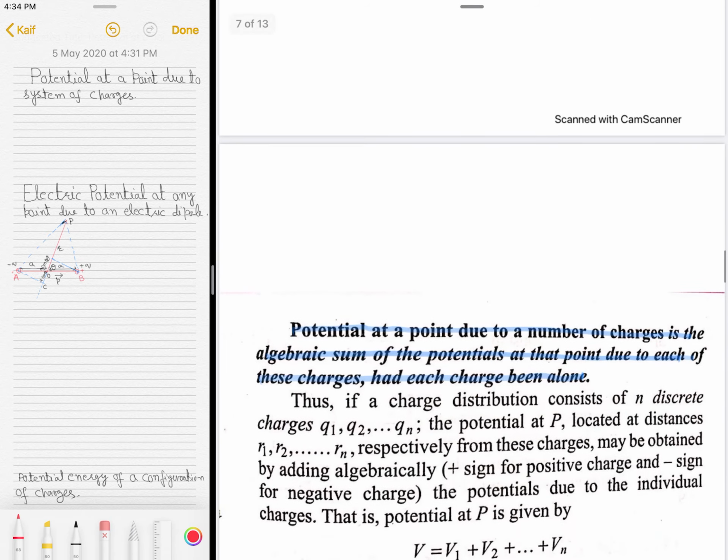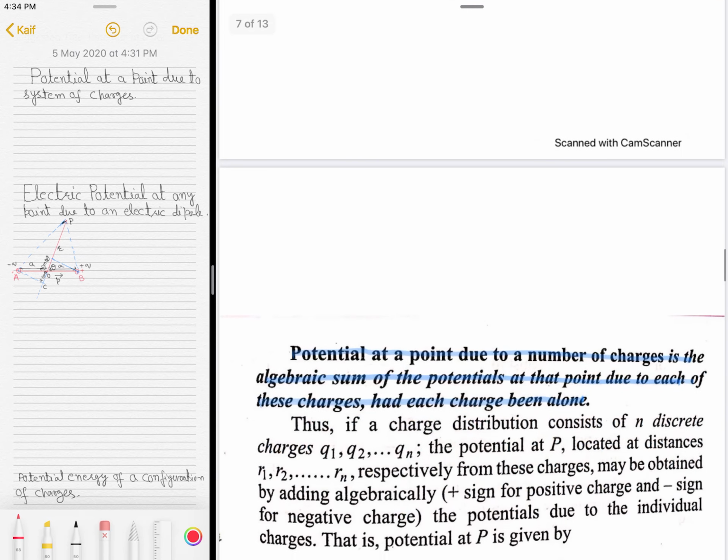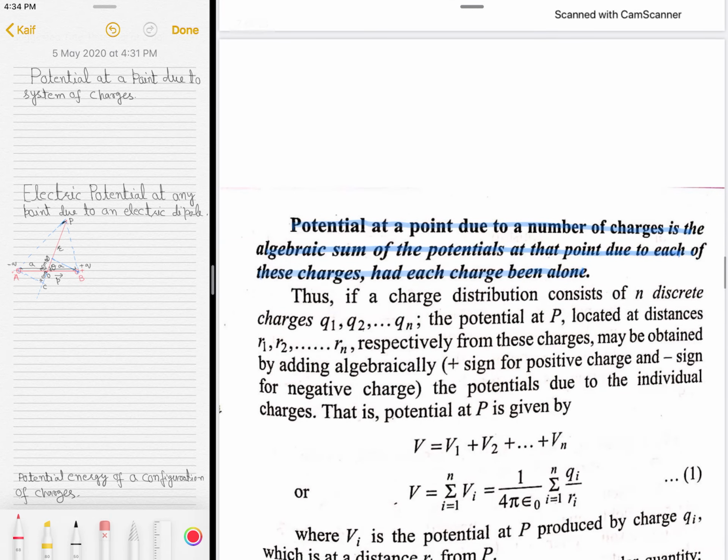To calculate the potential at a point due to a number of charges, the superposition principle is used. This is due to the fact that the potential due to a charge is not affected by the presence of other charges. The potential at a point due to a number of charges is the algebraic sum of the potentials at that point due to each of these charges, had each charge been alone.